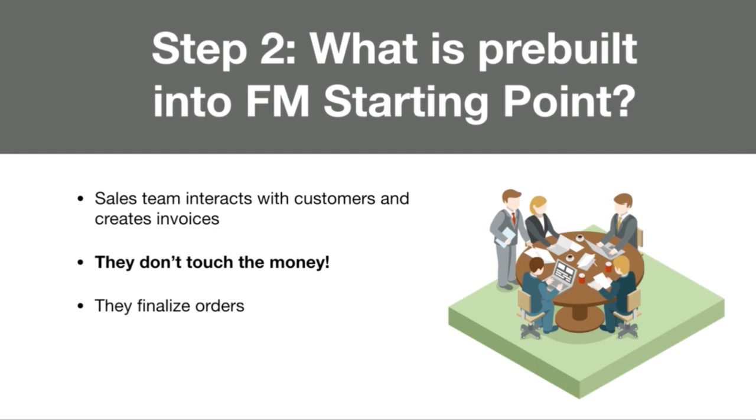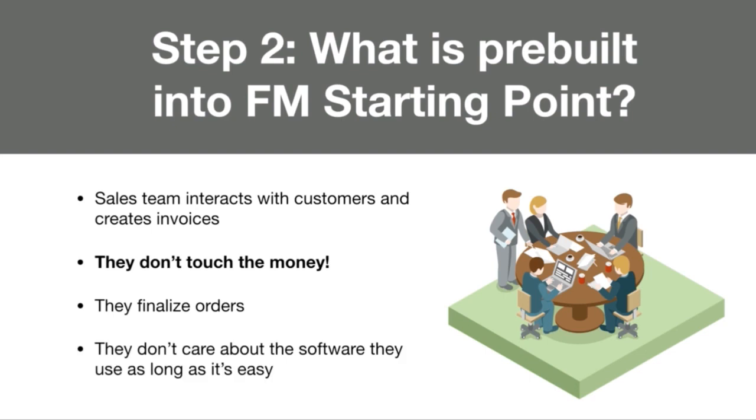So the salesperson in this model is going to do the orders. They can finalize orders. They create the invoices. They send the invoice to the customer. The customer pays. The money comes back. And the money doesn't go to the salesperson. It goes to a financial/accounting person.